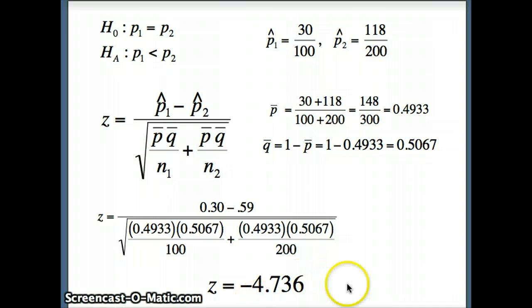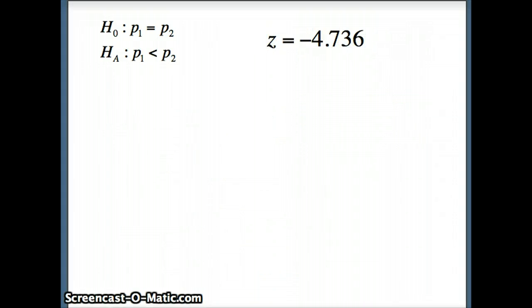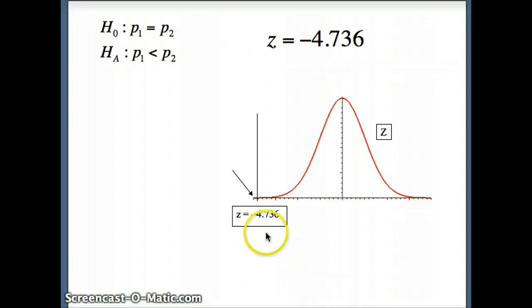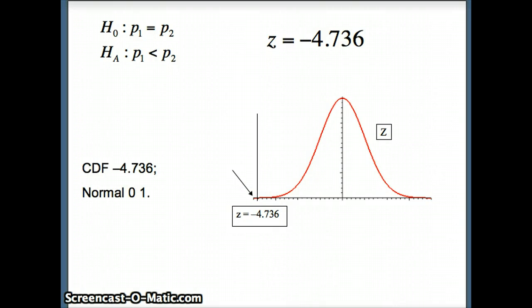Remember, on the Z distribution, 99.7% of the data is within 3 standard deviations of the mean. This is negative 4.7 standard deviations, so 4.7 standard deviations below the mean. Very extreme value. So there's H0 and HA. There's our Z. This is a one-tailed test. I put negative 4.736 here, but in fact it may even be further over. We're looking for how much area would be in that little itty-bitty part of the tail.